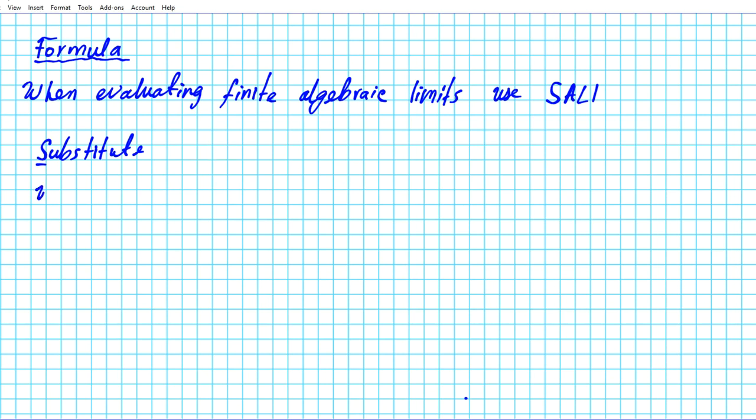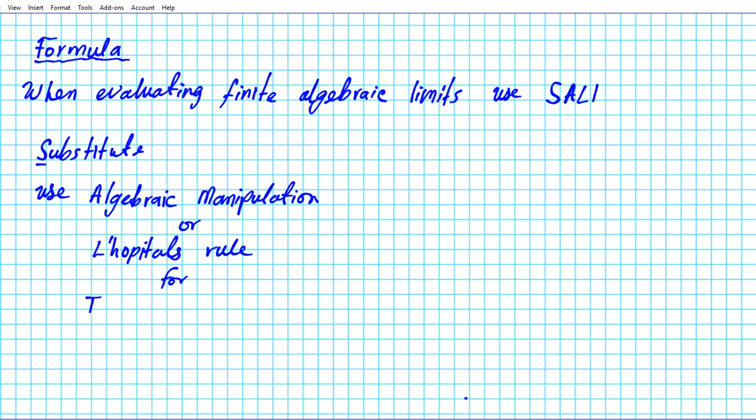For indeterminate, you use algebraic manipulation. Sometimes you could use trigonometric manipulation, but we could just classify it as algebraic manipulation, or a procedure known as L'Hopital's rule. These two are meant for indeterminate forms, okay? Now, we do not cover indeterminate forms in this particular presentation. In the next two presentations, we're going to cover it.